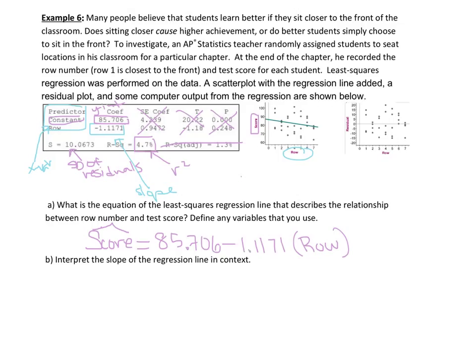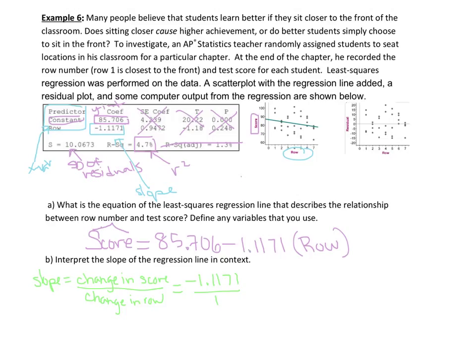So interpreting this slope in context, if you want, you can pause and try it on your own. Otherwise, I'm just going to work through it. So remember, slope is change in y, and y in this case is score, over change in x, which in this case is row. And I have a slope of negative 1.1171. Remember to put it over 1. So we're going to use this to help us write out our explanation.